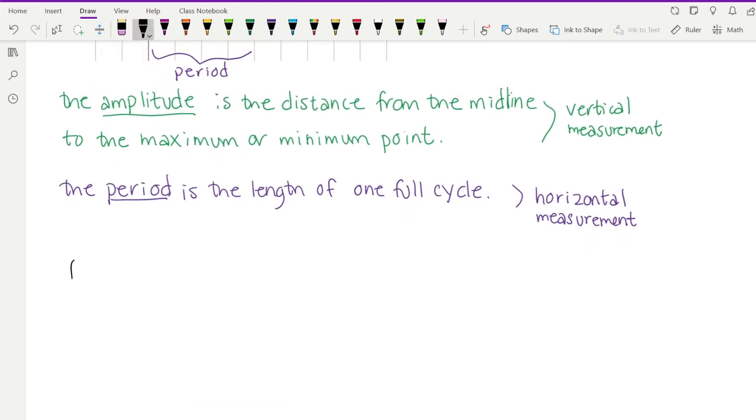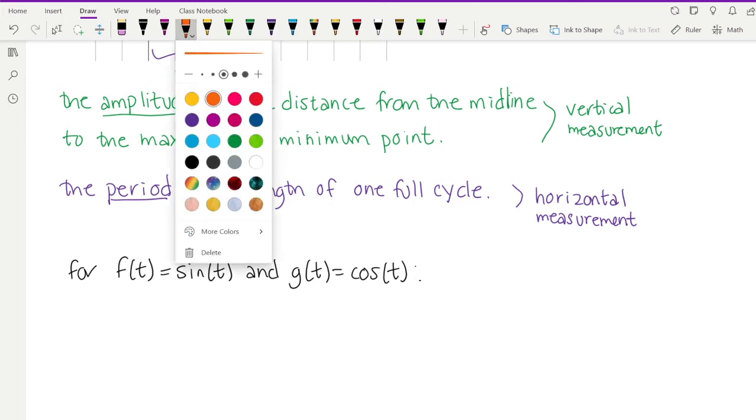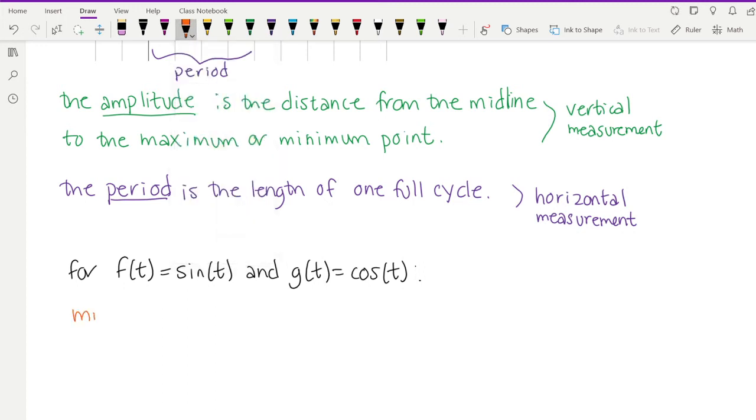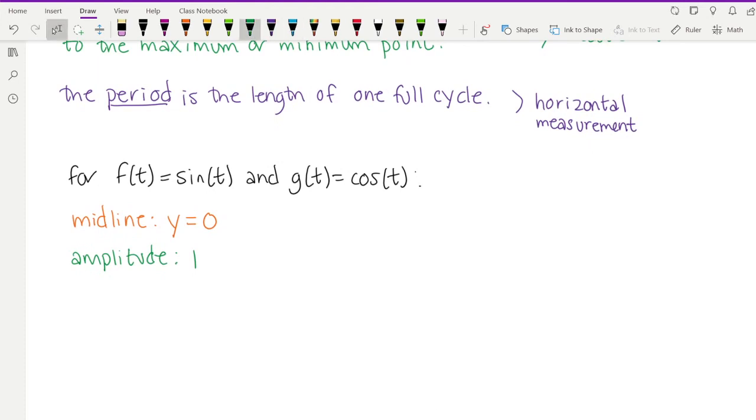So let's just quickly write down what the amplitude, midline, and period are for the basic trig function. So for just sine of t and cosine of t without any kind of transformations. For those two, the midline is just going to be the x-axis, so y is equal to 0. The amplitude is just going to be 1, because 1 is the distance from the midline up to the maximum height or down to the minimum height. And then the period, as we discussed, is 2 pi.